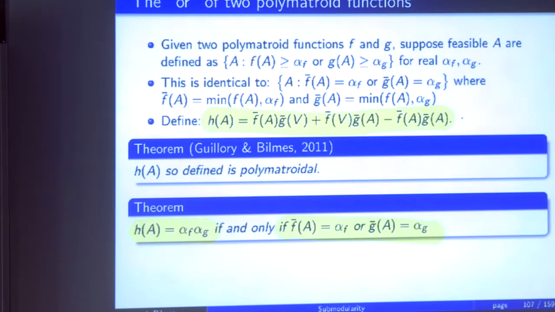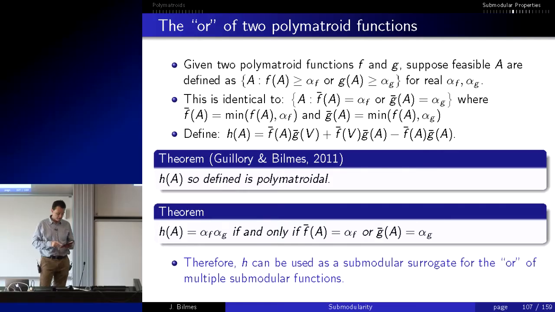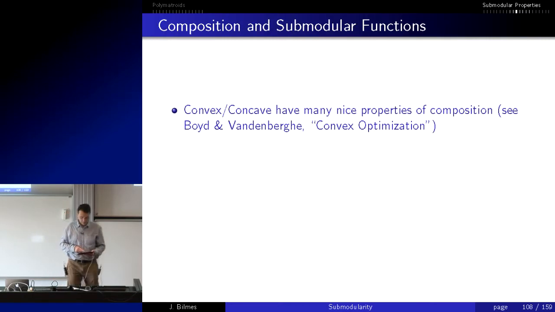And so therefore, that must mean, if the new function h is equal to the product, that these original functions, f and g, must therefore correspond to feasible sets, namely greater than alpha sub f and the other one greater than alpha sub g. So when you're interested in expressing submodular constraints, you can do and-like constraints by summing submodular functions, and do or-like constraints by doing this particular composition. And this is very interesting.